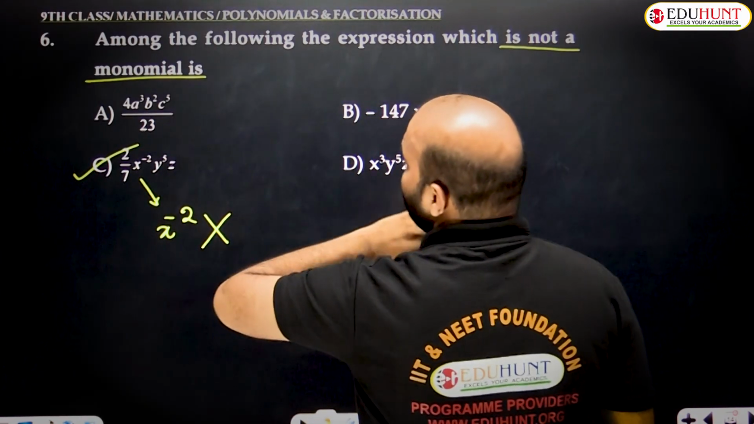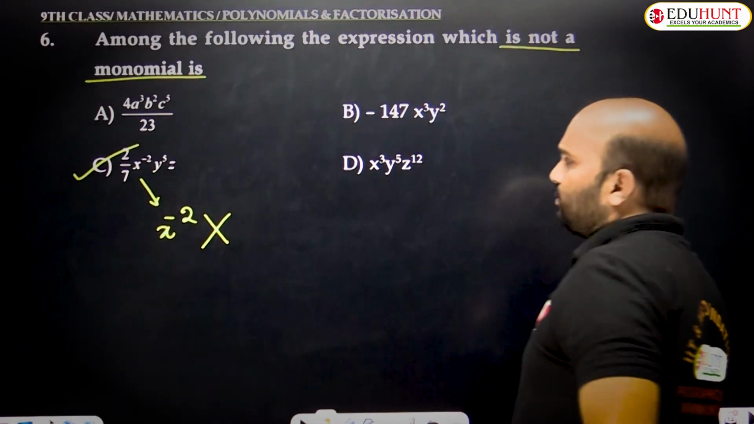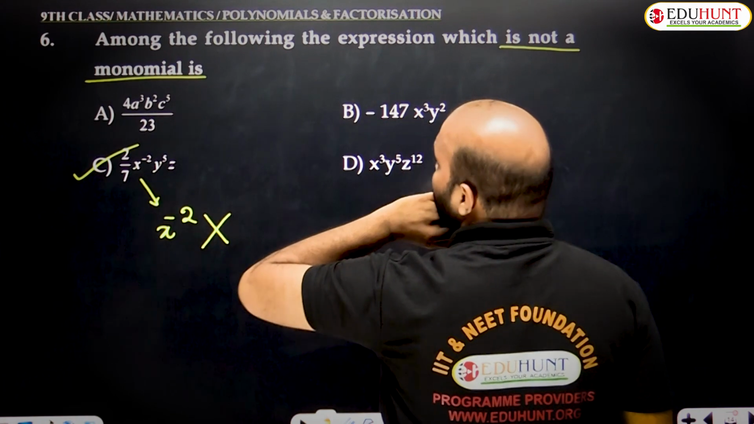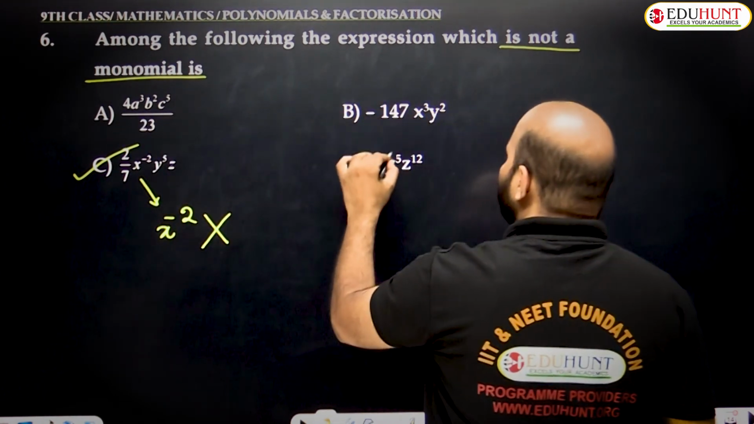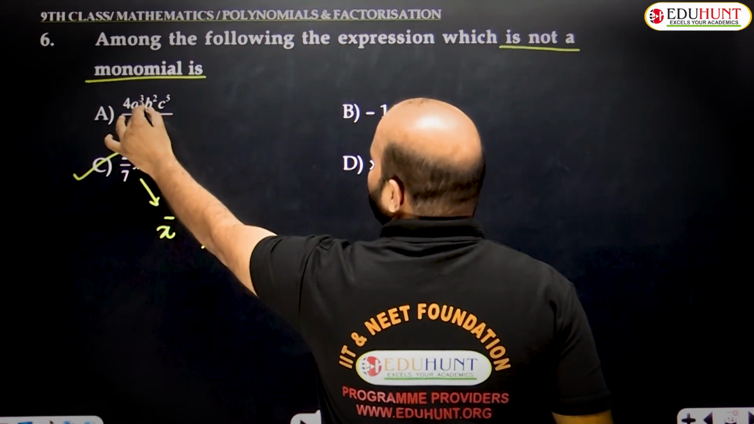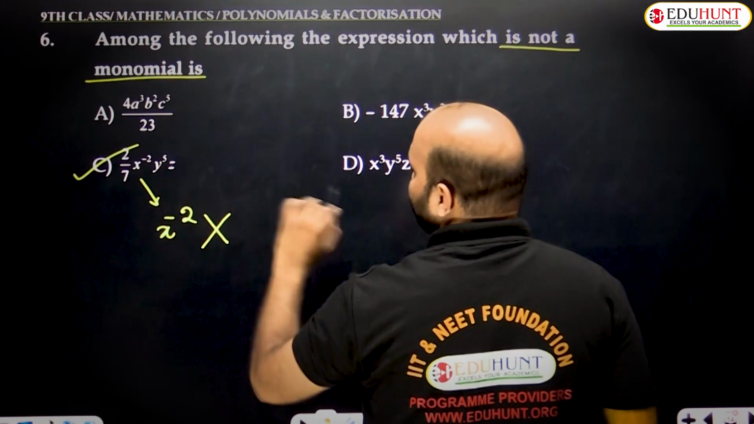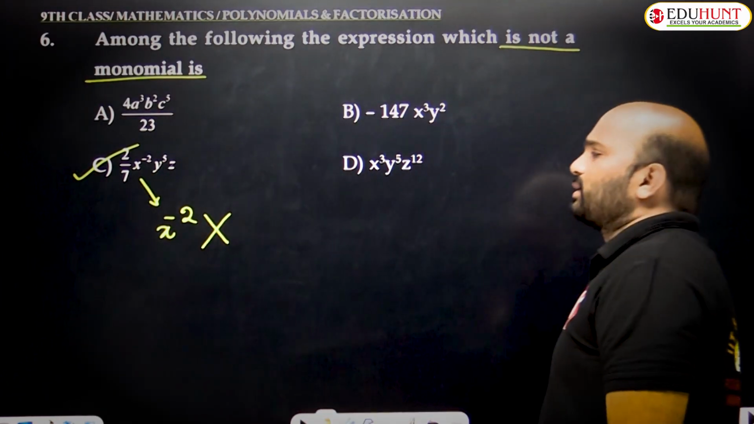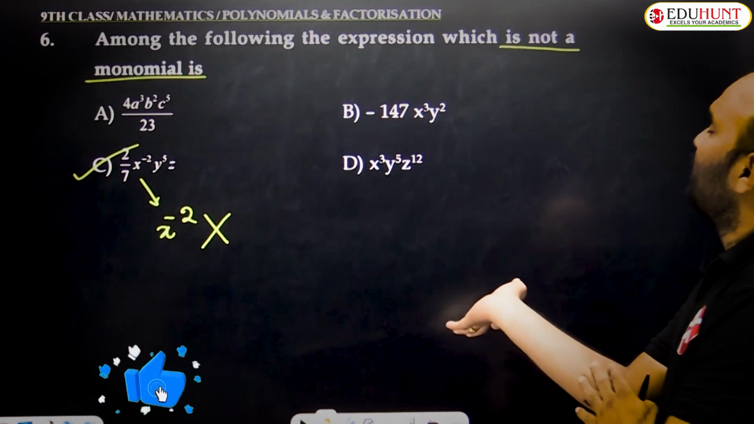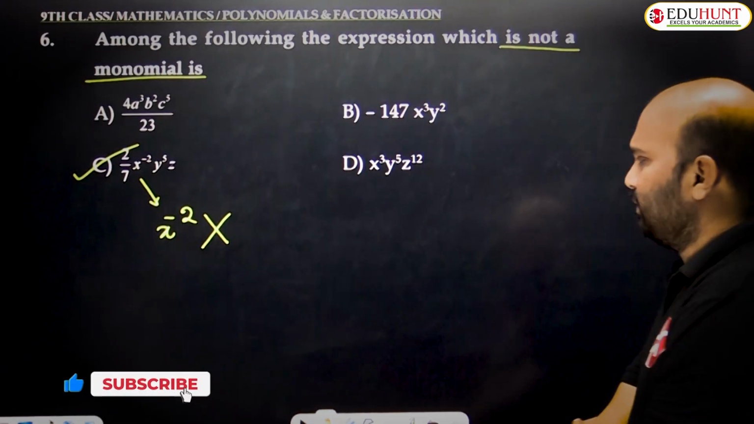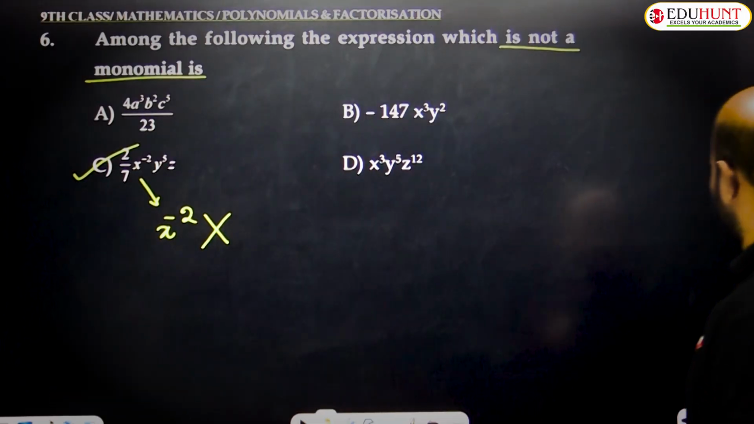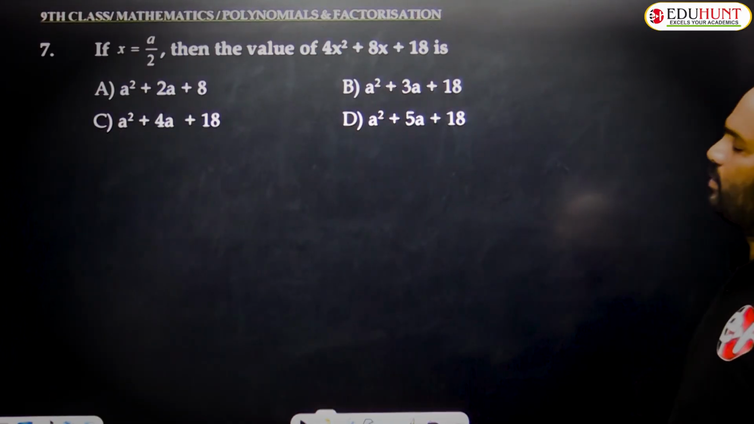So it is not a monomial equation. The remaining are all monomials, because a monomial means a one term polynomial. This is one term, this is also one term, this is also one term. Powers should be positive. Here all the exponents are positive integers, except in C. Am I clear? So 2 by 7 x power minus 2 y power 5 z: a monomial does not have negative integer exponents. So option C is not a monomial equation. Am I clear? So let's go to question number 7.